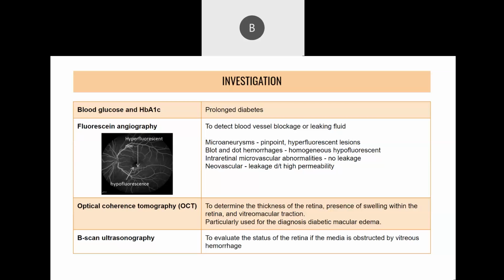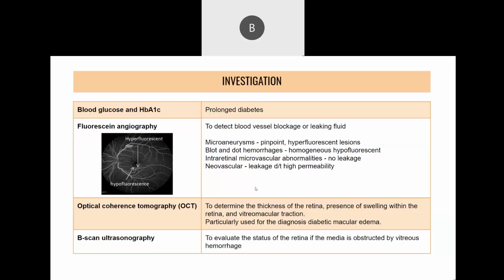For the intraretinal microvascular abnormalities, it can be evidenced by the collateral vessels that do not leak, and this can usually be found in the borders of the non-perfused retina. The neovascularization will appear as leakage of the fluorescent dye because of its high permeability. So they will start as hyperfluorescent areas, and then increase in size and intensity in the later phase of the test.